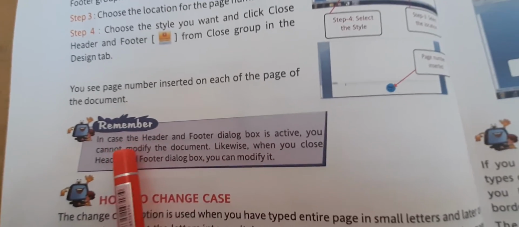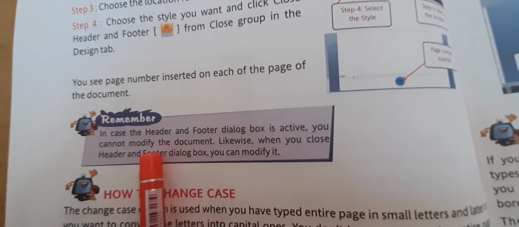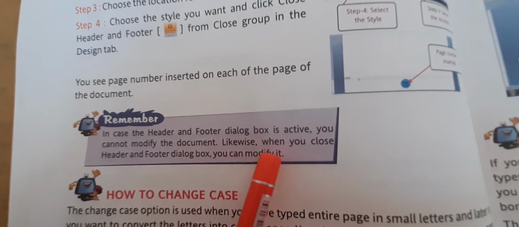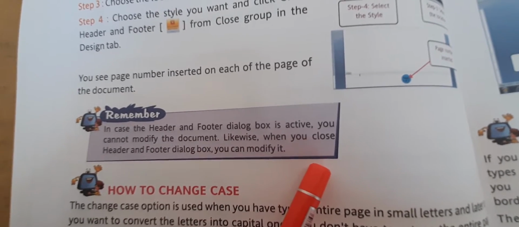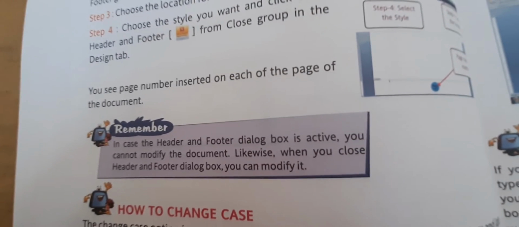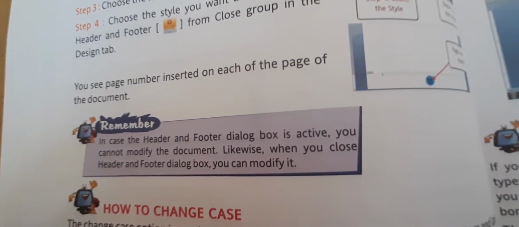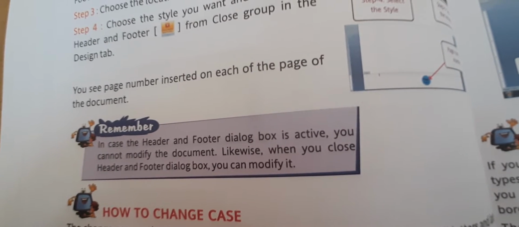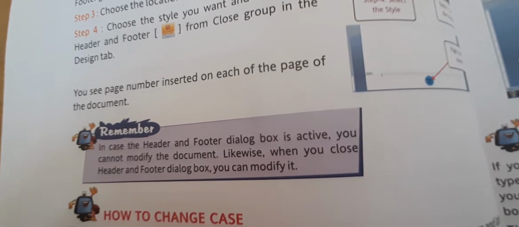This is important especially in case of long documents in which many pages are there. Okay. Now remember, in case the header and footer dialog box is active, you cannot modify the document. Likewise, when you close the header and footer dialog box, you can modify it. Means when you are opening your header and footer dialog box, at that time you can make changes only in the header and footer and not in your actual document.